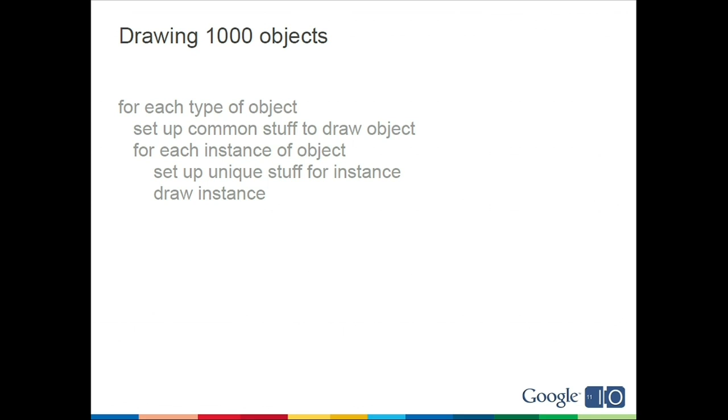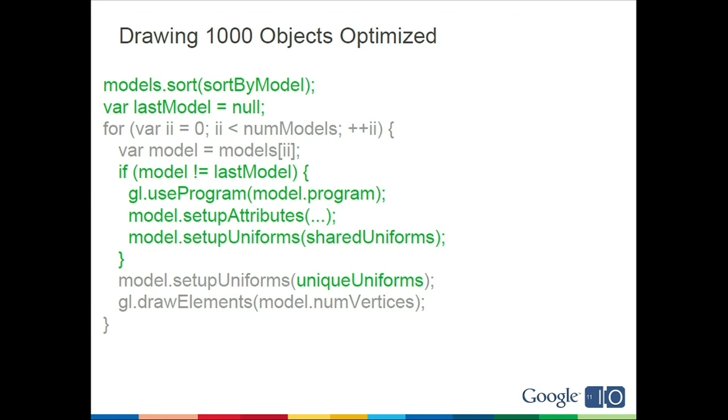So what if instead, for each type of object, in this case sphere, cube, and cone, we set up what's common to that, and then for each instance of that type of object, set up whatever's unique, and draw that instance. And so here's the code changed a little bit. I sorted my array of models by the model type, and then I have a variable lastModel so I can remember which model I just drew. And inside my inner loop, I'm checking, is the model I'm about to draw different than the model I just drew? If so, then I'm going to set up this program for this new model and set up the attributes, and again, set up the uniforms, but this time I'm only setting up shared uniforms.